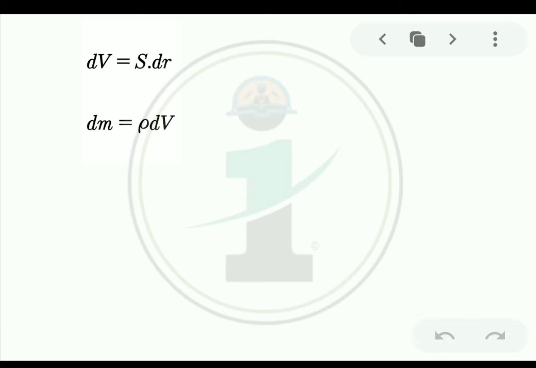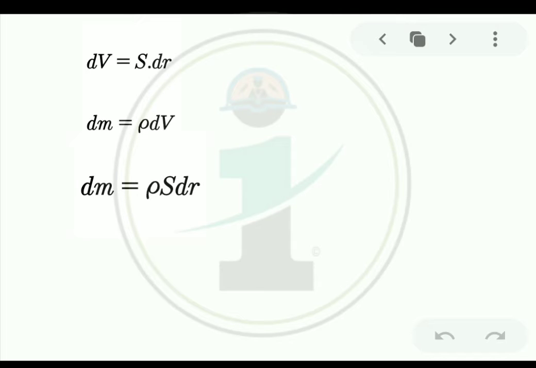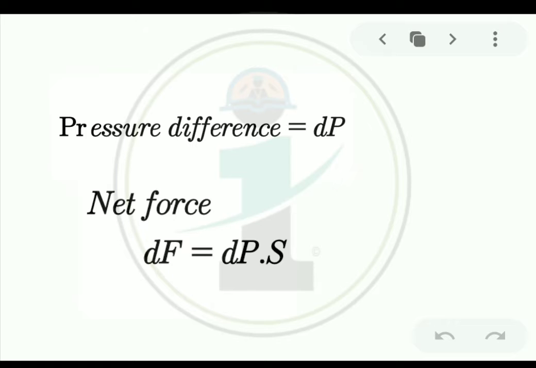So we can equate these two things. dm equals rho dV and dV equals, as we know, S dr. So we get dm equals rho S dr. Now let the pressure difference between two sides of the element equal dP. So it will generate a force denoted by dF, and dF equals S dP, where S is the cross section and dP is the pressure difference.